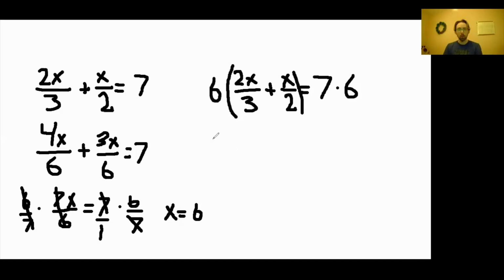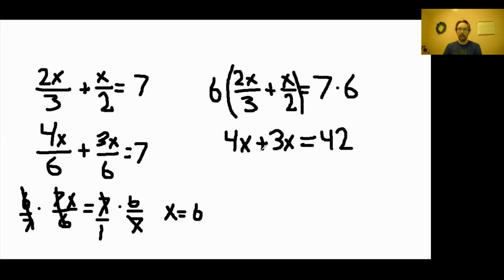So 6 times 2 over 3 x, well, the 3 is going to reduce the 6 to 2, and that is going to give me 4x. 6 times x over 2, the 2 is going to reduce the 6 to a 3, so that's 3x. And then 7 times 6 is 42.